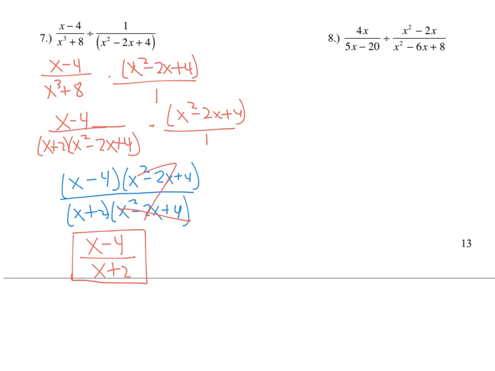So division problems are the same as multiplication, you just need one additional step at the beginning. Change it from division into multiplication by taking the reciprocal of the second fraction. So in number 8, 4x divided by 5x minus 20 times x squared minus 6x plus 8 over x squared minus 2x.